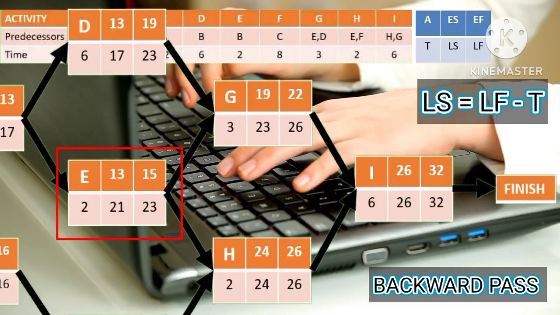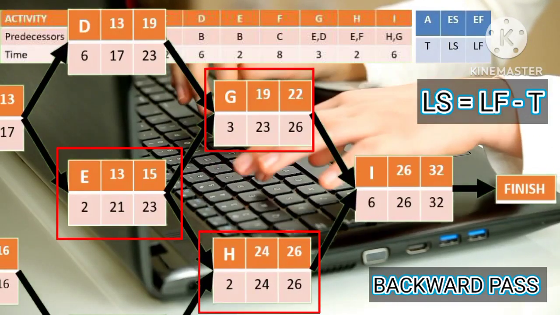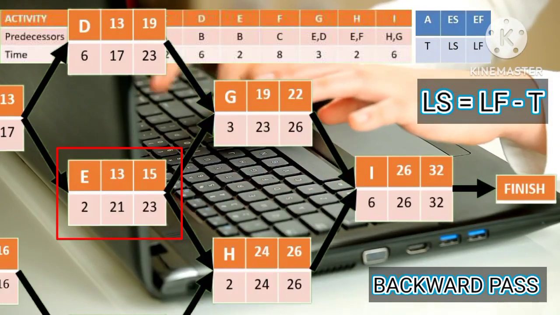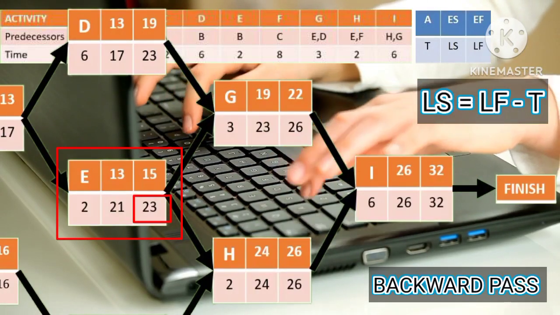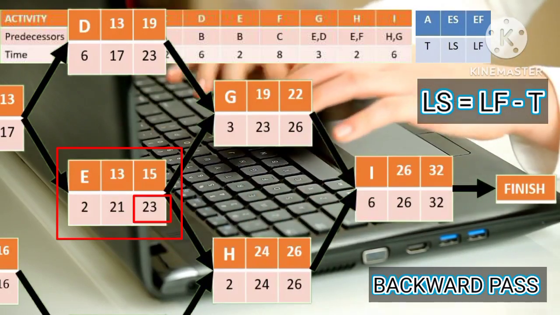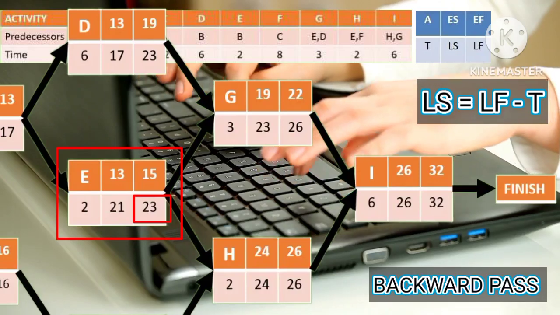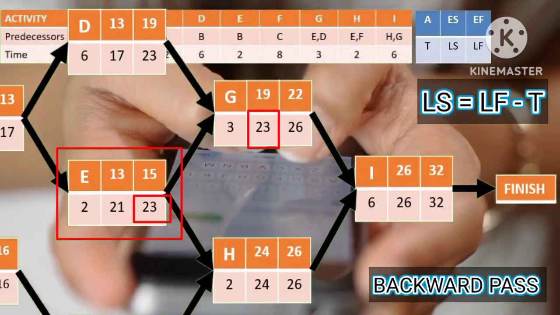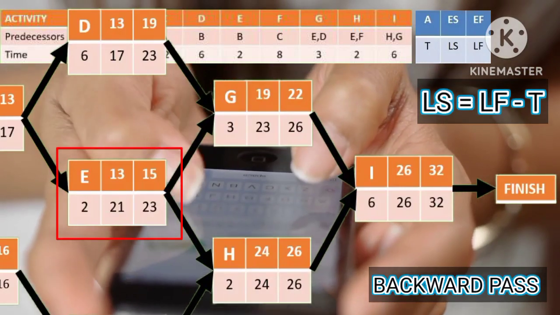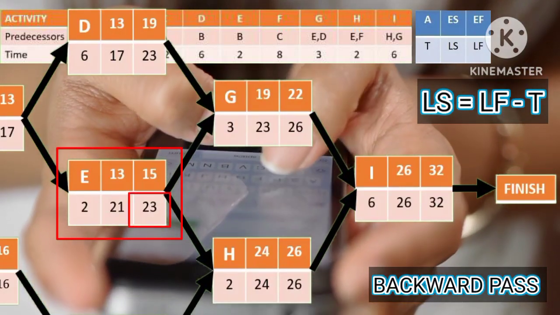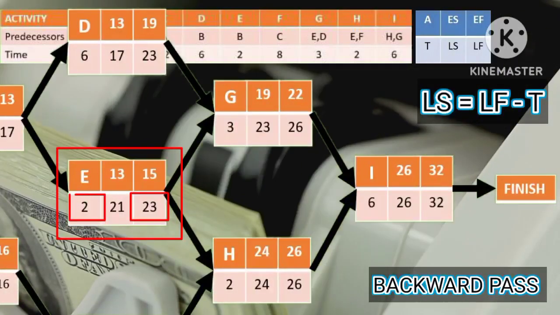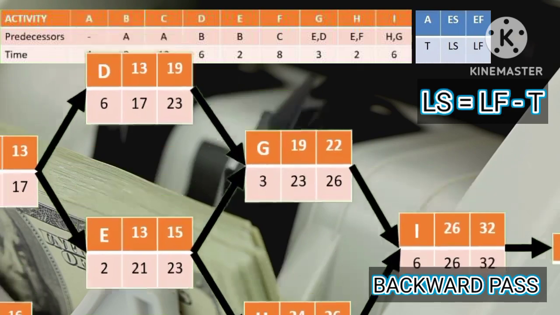For E, having two successors which are G and H, the latest start times of G and H are 23 and 24, so the latest finish time of E is 23. Because in the backward pass, the lowest latest start time will be the latest finish time of the previous activity, and because 23 is the lowest, the latest finish time of E is 23. Then since the activity time of E is 2, the latest start time of E is 23 minus 2 equals 21.